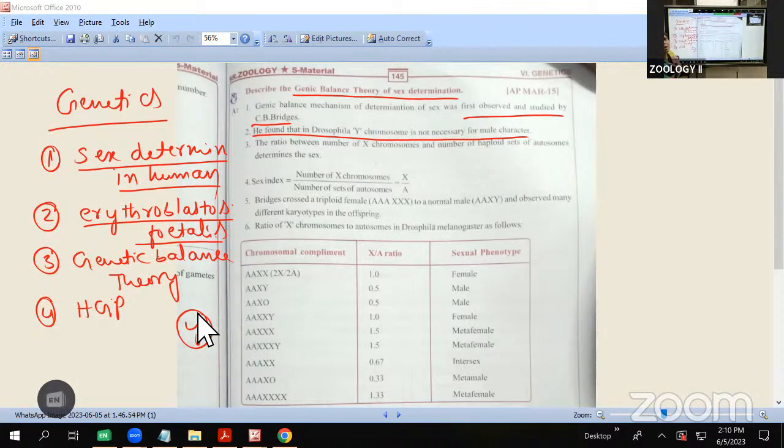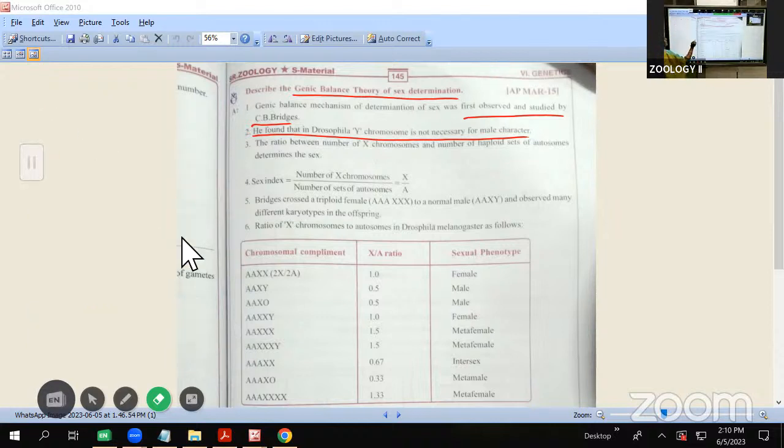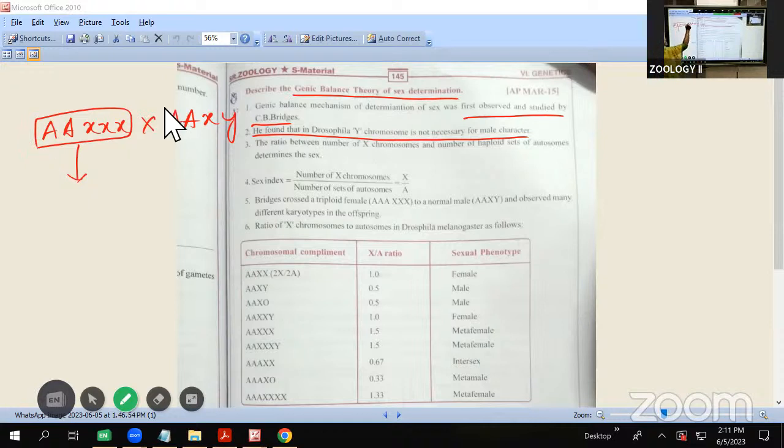During the formation of the gametes, chromosome disjunction occurs. Bridges conducted the experiment: he crossed a triploid female, AAAXXX, with a normal male, AAXY. Which gametes are produced? Normally AAXX is crossed with AAXY, but here he took the imbalanced progeny, AAXX and AAAXXX, and AAXY.